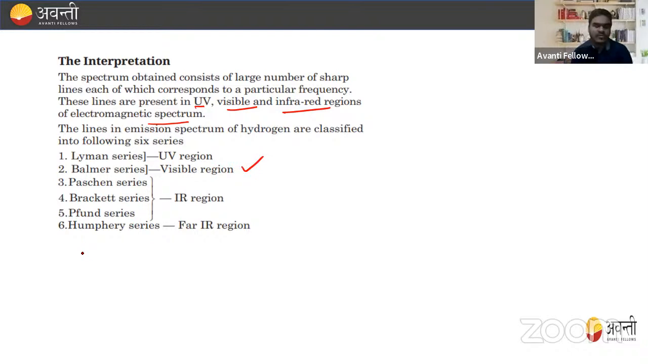Now, if the electron falls from any other state to the third state, then it is known as the Paschen series. Fourth, then Brackett. Fifth, then Pfund. And if sixth, then the Humphreys series, right? And these are known as the IR and far IR region, right?